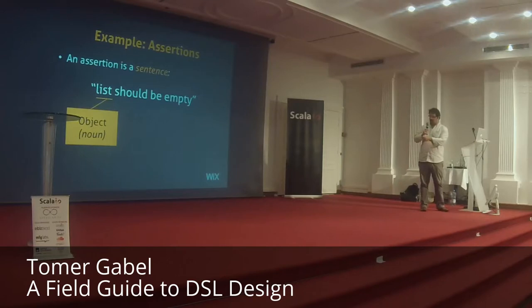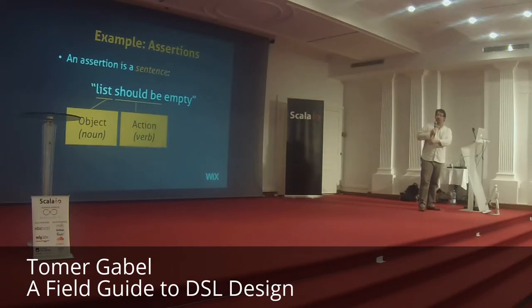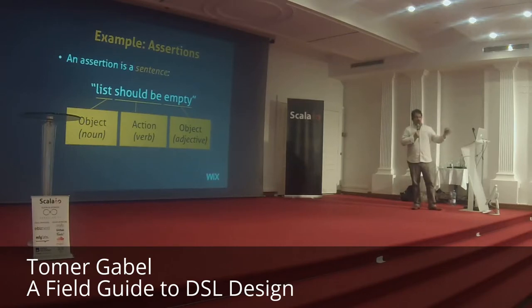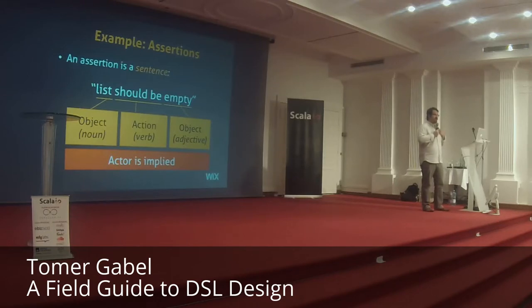So I have an object, list. You probably can't see this. I'll forgo the laser thing. List is an object. And I have an action: I say list should be. That's my verb. That's how I invoke my assertion. And then I have a second object, which is my assumption, which in this case is actually an adjective. What I'm saying is I have this list, I'm asserting that it should be, and the description I provide is that it's empty. And this is what I'm aiming for. This is the expression that I'm starting off with as I'm constructing my DSL. In this case, the actor is implied. It's not part of the sentence because I'm the actor. I'm making the assertion. It's not part of the language in and of itself.